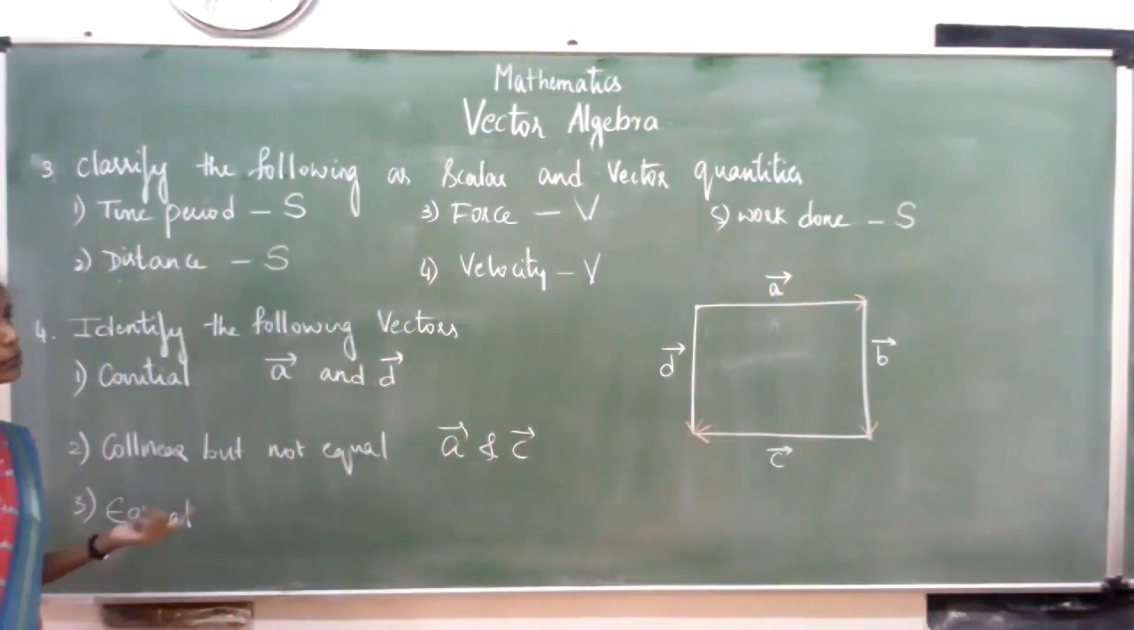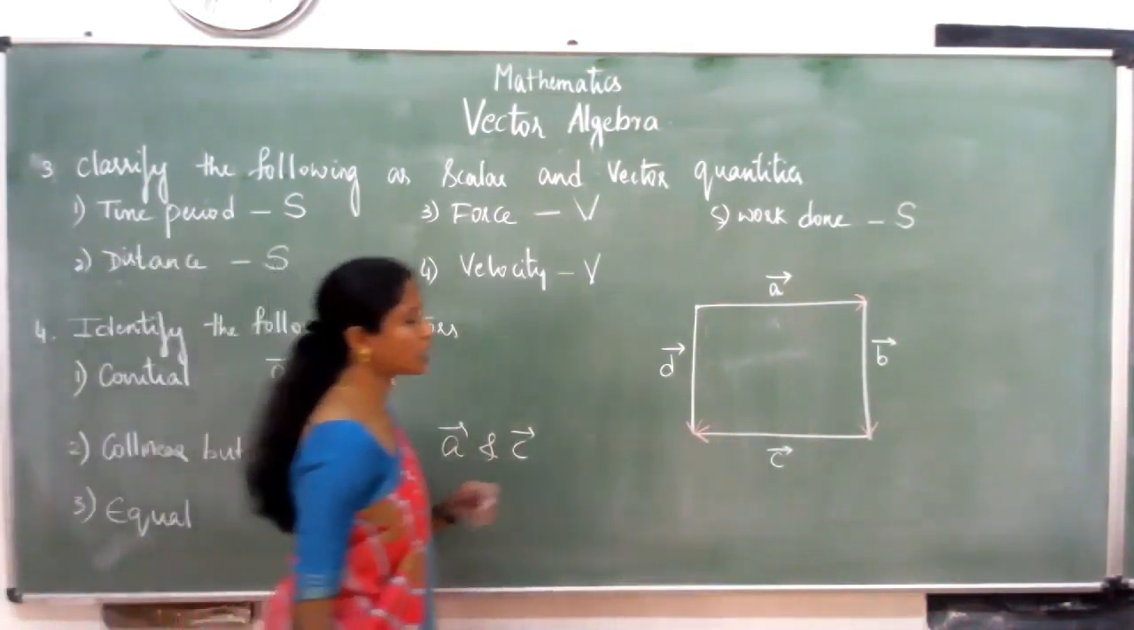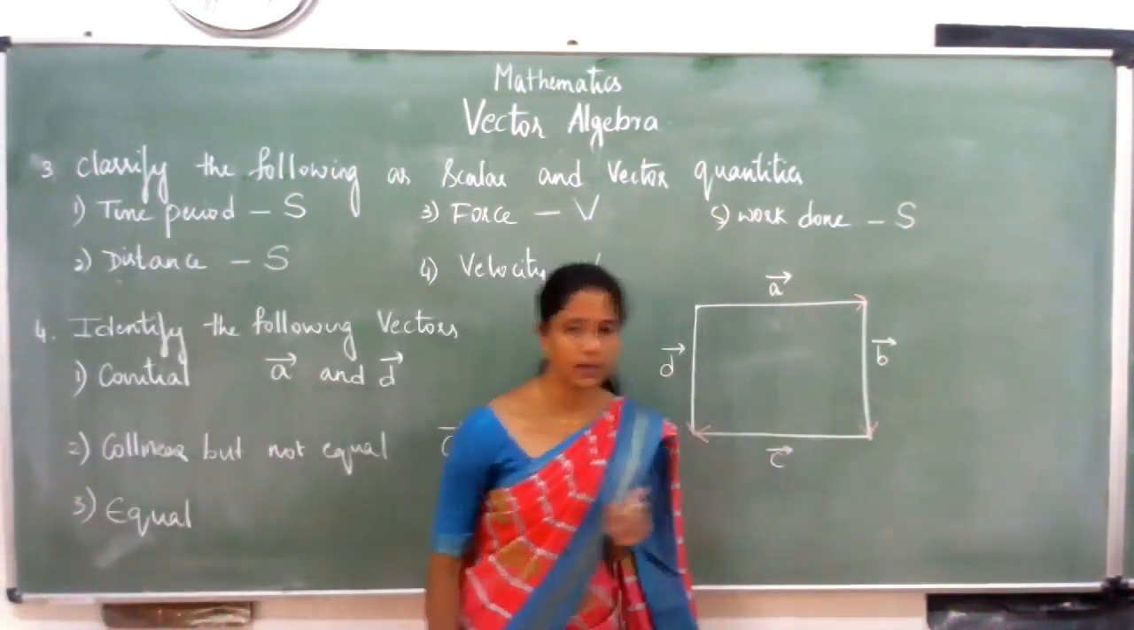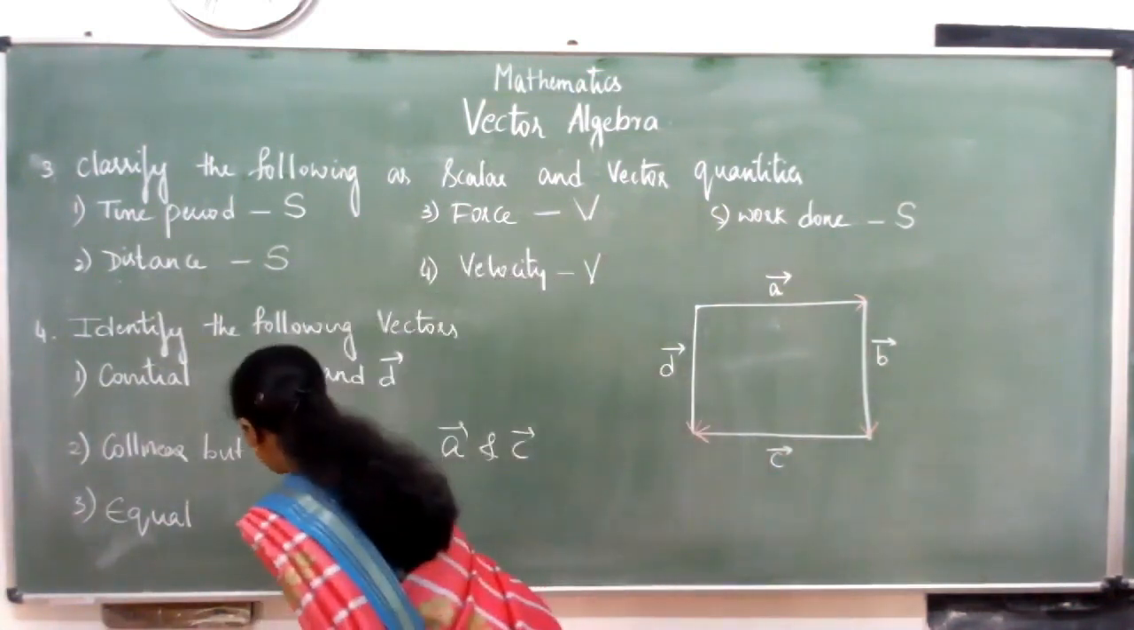Why are they not equal? Because they don't have the same direction. Next, they have asked us to find what are the equal vectors. So, what will be the equal vectors? B and D. B and D are even collinear, but they are equal.